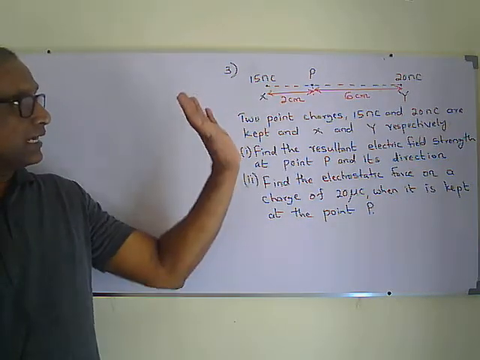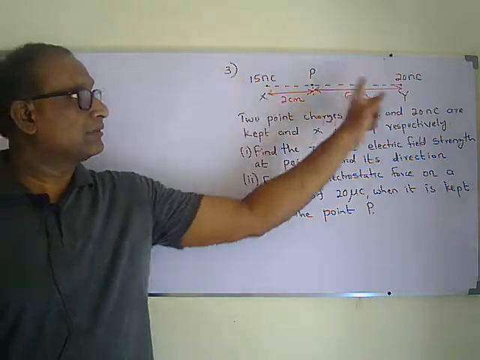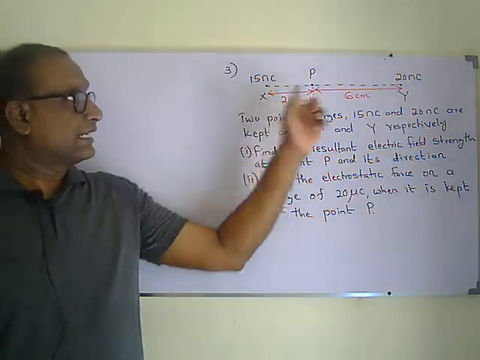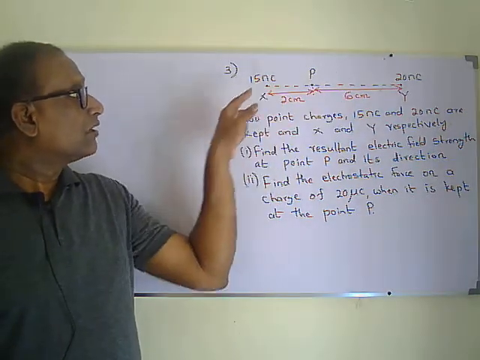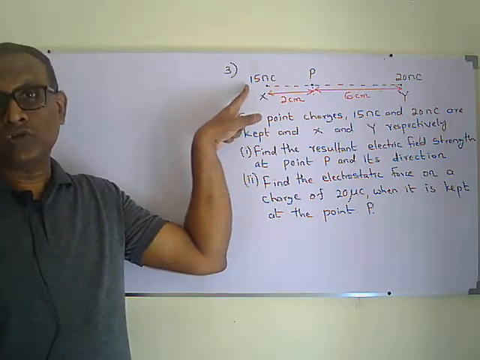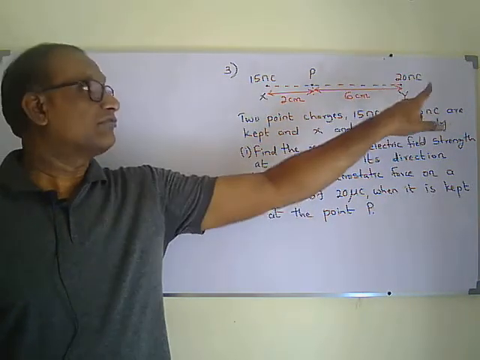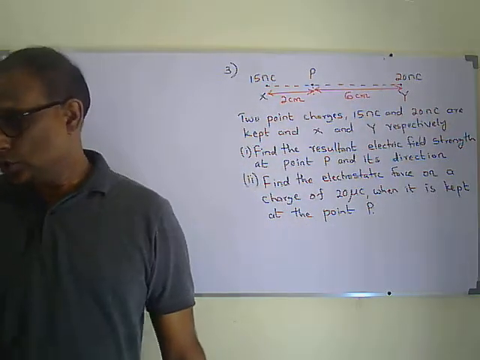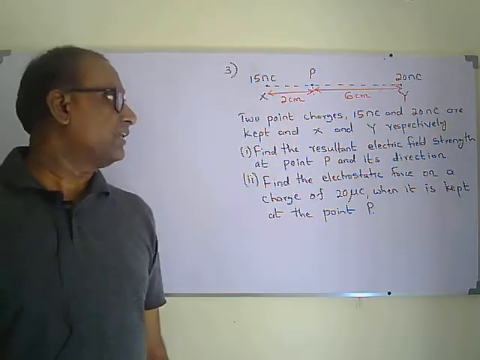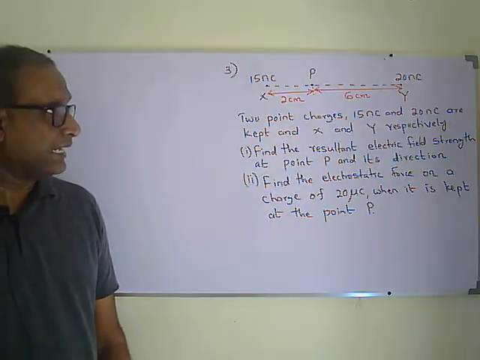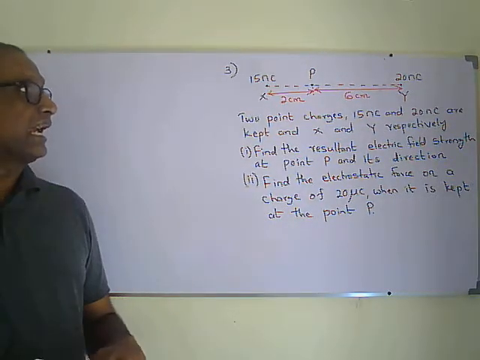The question says that X and Y are two different points and P is a point between X and Y, on the line connecting X and Y. P is at a distance of 2 centimeter from X, where 15 nanocoulomb, nano means 10 to the power minus 9, is kept. And at a distance of 6 centimeter from Y, where 20 nanocoulomb is kept. Right? So first part, find the resultant electric field strength at point P and its direction.